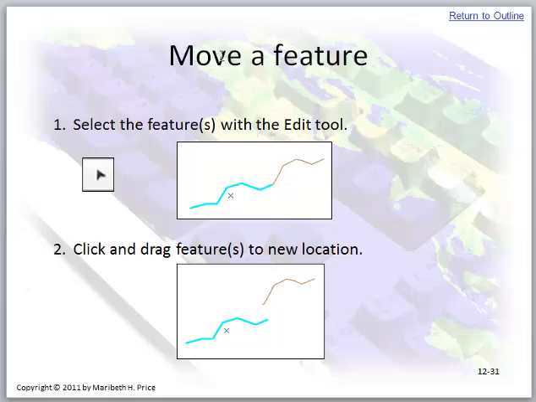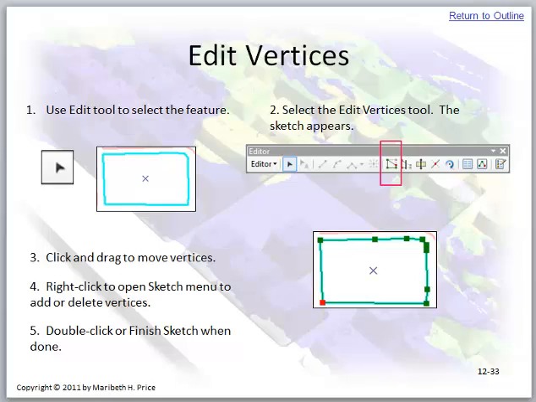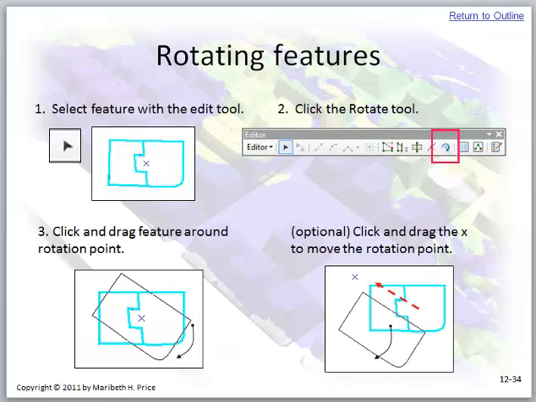Moving a feature, pretty self-explanatory once you read the directions. Skip, we won't be moving features. Deleting a feature, you highlight it, press delete. This is how we edit vertices. Hopefully yours will be good. You won't need to do any editing. Here we have some rotated features. We'll be drawing right on an ortho photo, so you don't need to worry about that.